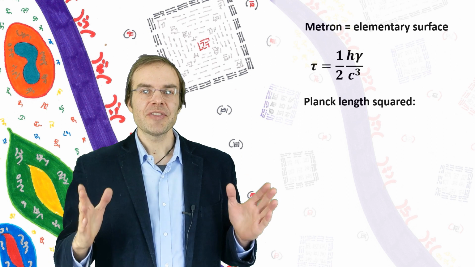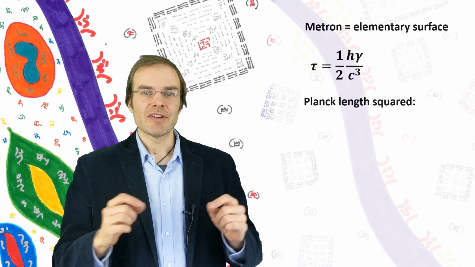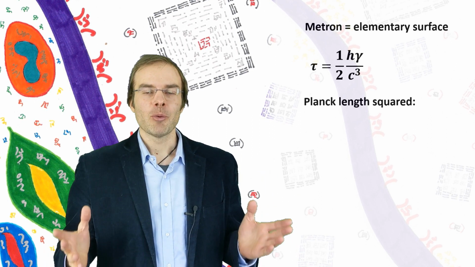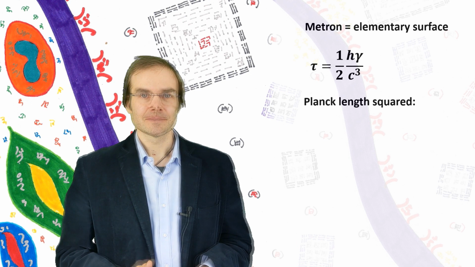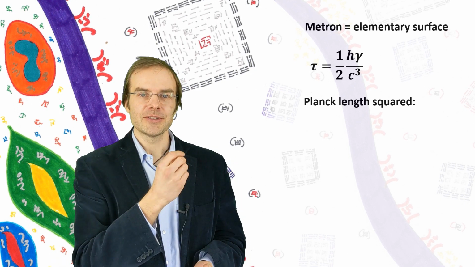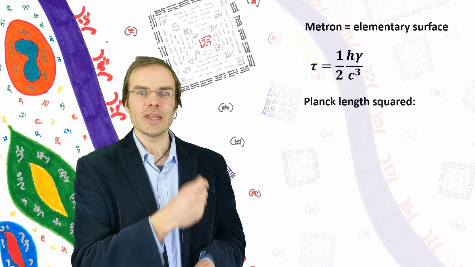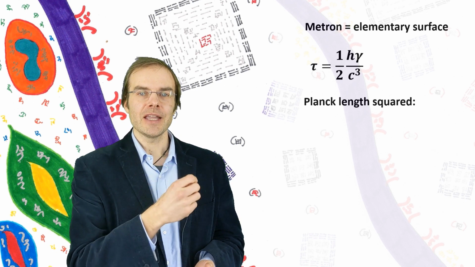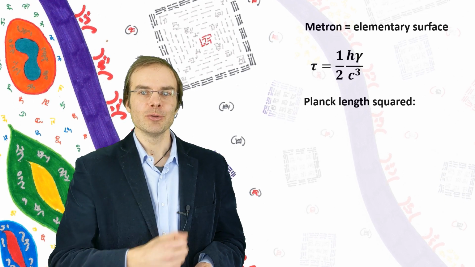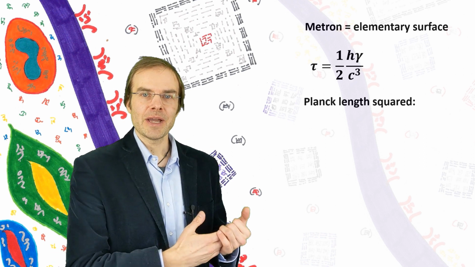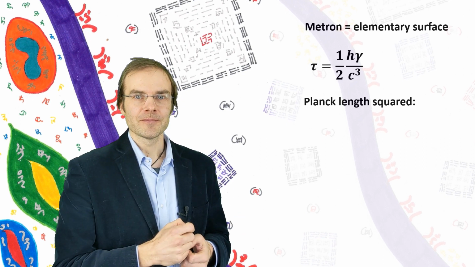But Max Planck knew that they must be important. However, he could not give a common reason why this should be the case. Okay, we have the elementary surface of tau equals 1/2 times h gamma by c cubed. So let's compare that with the Planck length.